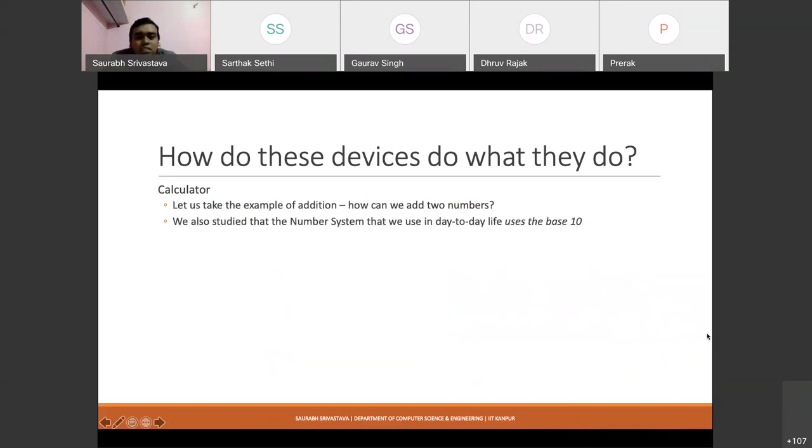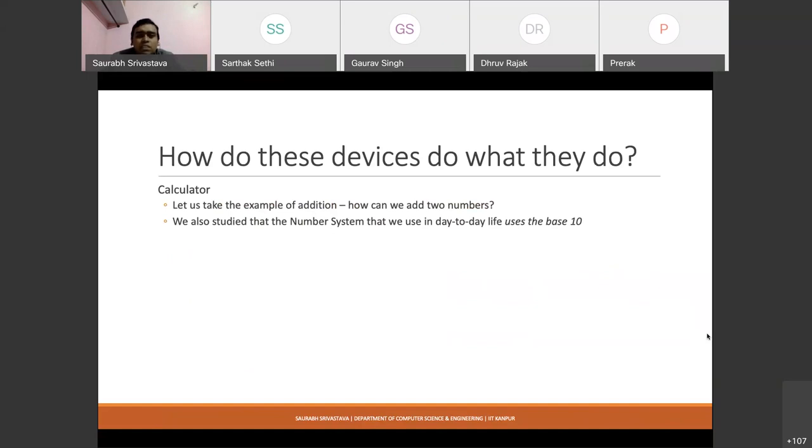And this number system that I talked about uses base 10. I'm not sure what the 10 plus 2 curriculum is these days, but do they actually teach you about number systems, binary number system, trinary, hexadecimal? Do they teach you at 10 plus 2 level now? No, sir.